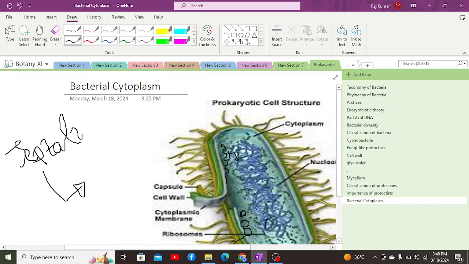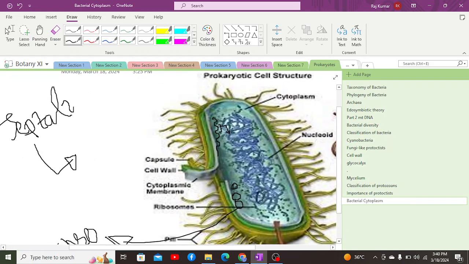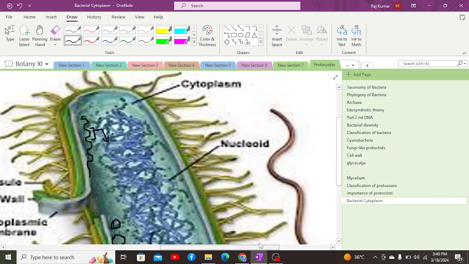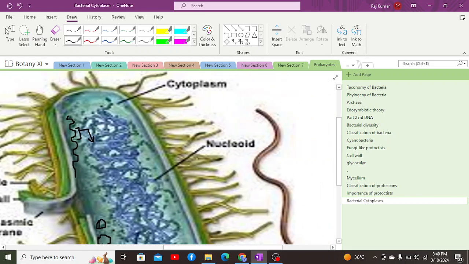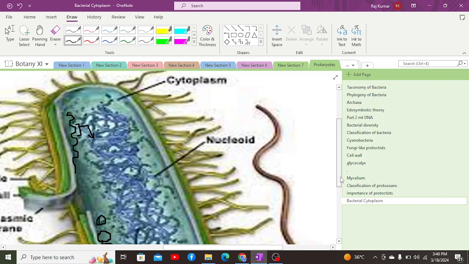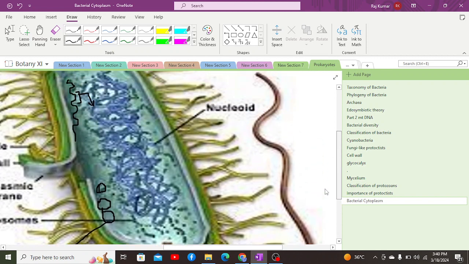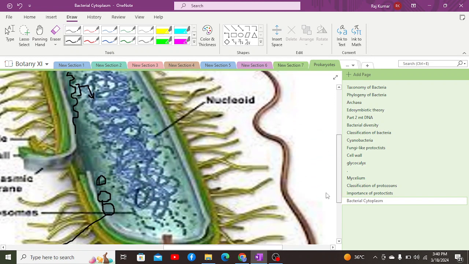When it comes to other things, we have the nucleoid material. The genomic material is dispersed within the cytoplasm. There is no specific organelle in which the genetic material is present. There is a specific region of the cytoplasm in which the genetic material is present, known as the nucleoid region.